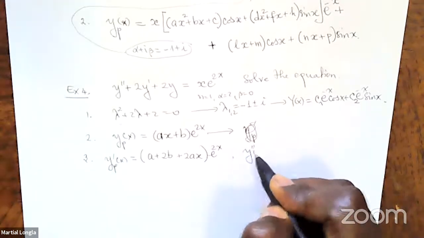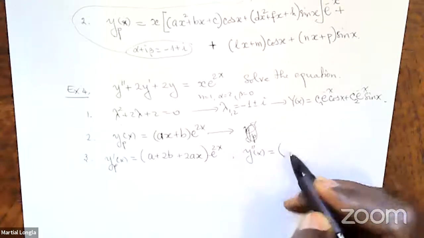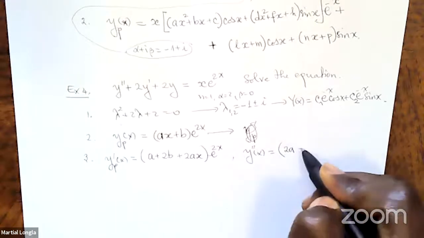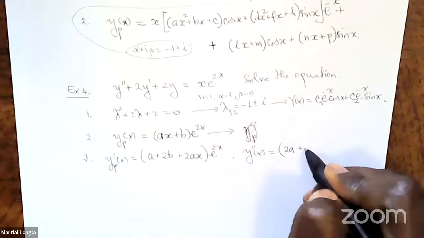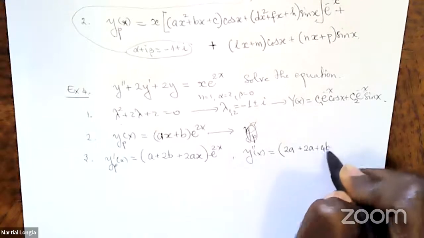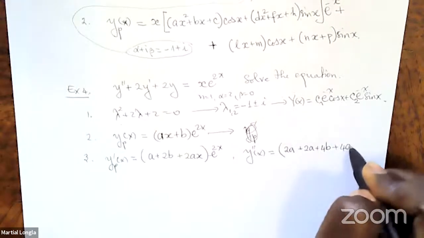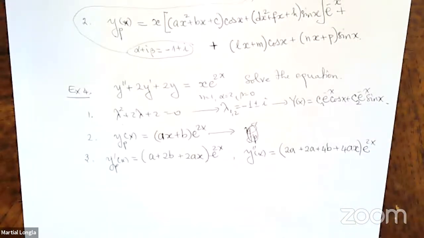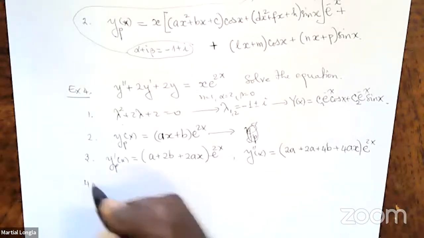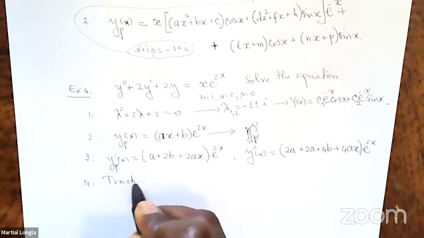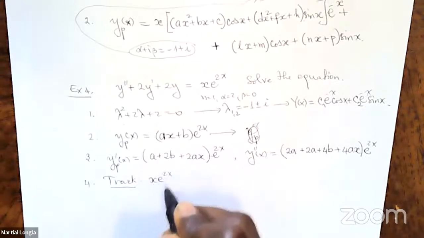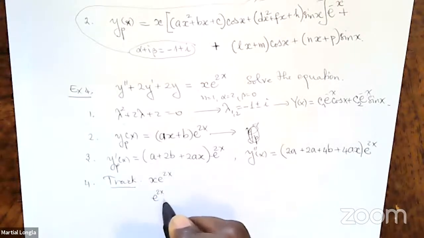And then you take the second derivative. Then that's going to be 2a, and then 2a, 4b, 4ax e to the 2x. So these are the two derivatives, and then you're going to track the coefficients. Here you're going to track x e to the 2x, and then you're going to track e to the 2x.